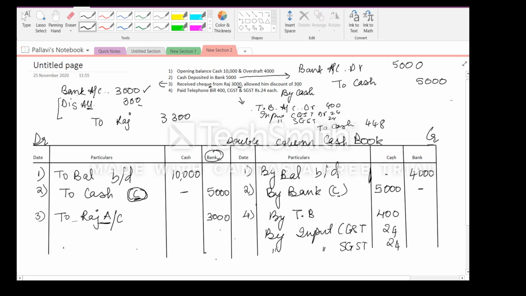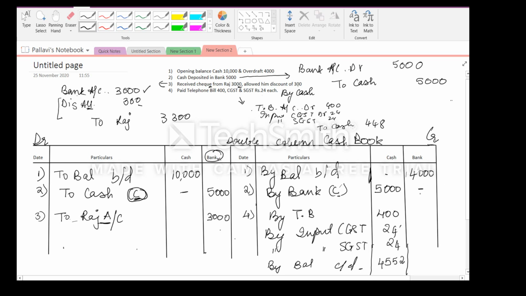Now if you want to balance it, so how do we balance a double column cash book? First thing, I'll see the total, or the debit side total of cash column is 10,000. The credit side will be somewhere around 5,448. So I'm going to write here by balance carried down 10,000 minus 5,000 minus 400 minus 24 minus 24. So it will be 10,000 minus 5,448, 4,552. So here we are going to write 4,552. This is the closing balance for the cash column only.